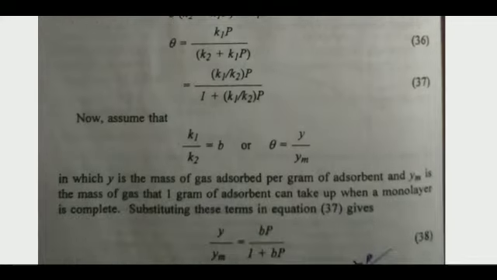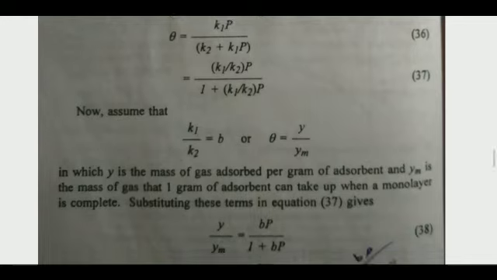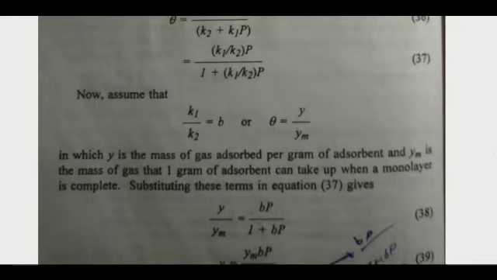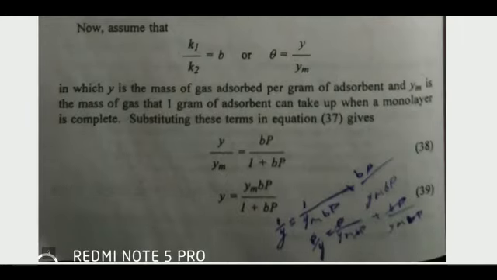In the above equation, y is equal to mass of gas adsorbed on the gram of adsorbent. ym is equal to mass of gas that 1 gram of adsorbent can take up when a monolayer is completed. Substituting these values in the above equation, we obtain y by ym is equal to bp by 1 plus bp. So ym is transferred to the right side. y is equal to ym into bp by 1 plus bp.